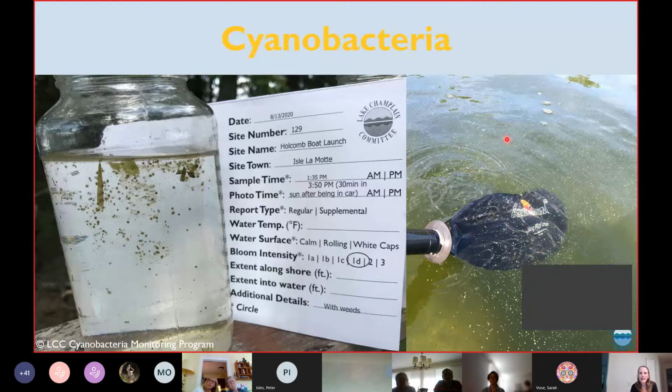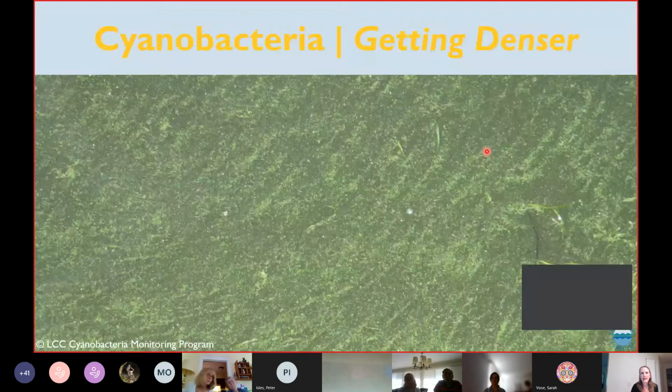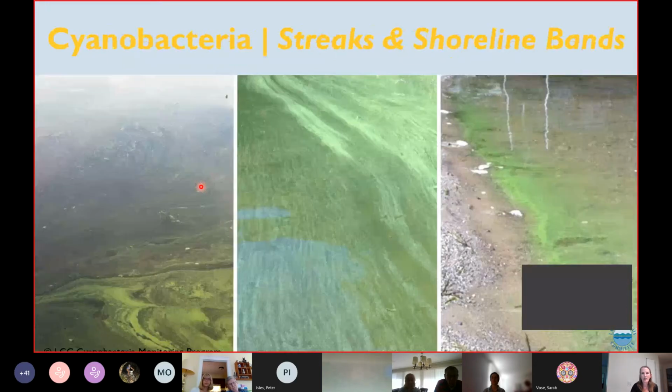This is, again, the beginning. It's not a bloom. Blooms are when they're all coming together in more of a colony, presenting with surface scums. Now it's getting denser. This is what we call a low alert bloom, for those of us who run the monitoring program. Later on, someone will be talking about the cyanobacteria data tracker. These kinds of conditions show up on the cyanobacteria data tracker as a yellow dot once they're reported.